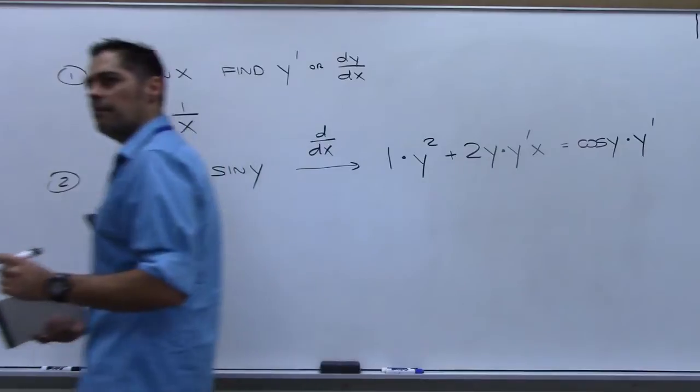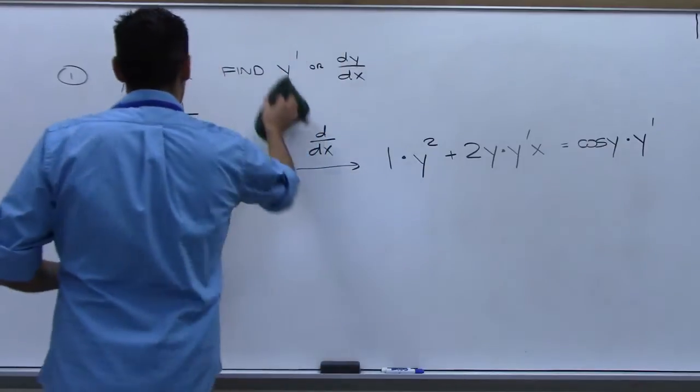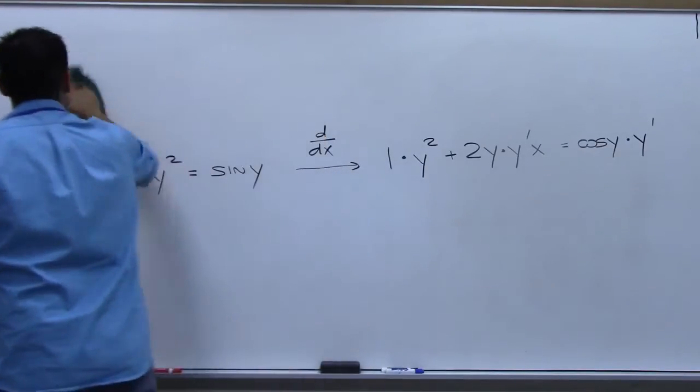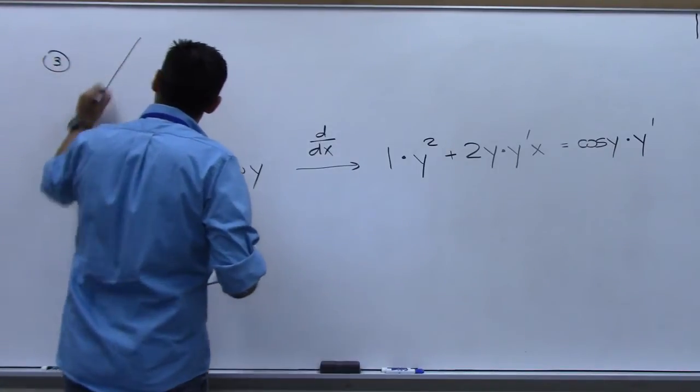All right, any questions on that? All right, number 3. That was not a trick question. It was just solving a right triangle. So you need to know the Pythagorean identity, right? A squared plus b squared is c squared.